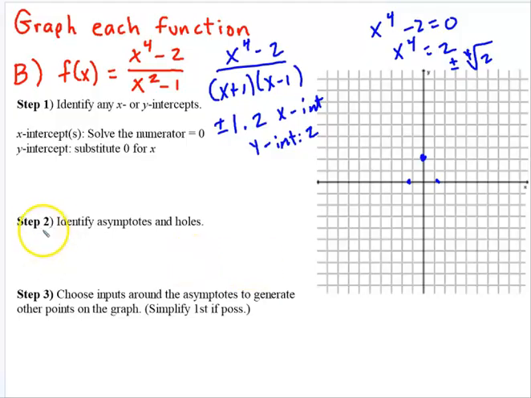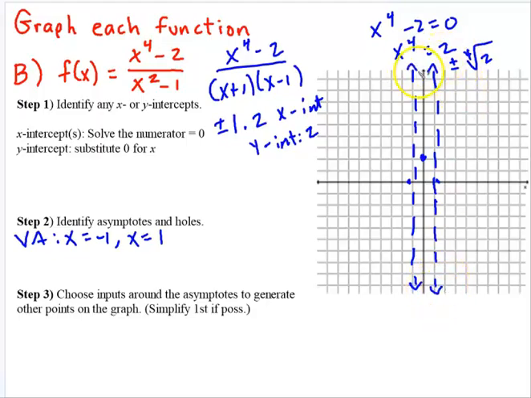Okay, now let's go to points and lines of discontinuity. So let's start with vertical asymptotes. I'm going to have 2. I'm going to have one at x equals negative 1 and x equals positive 1. Intercepts are just to the left and to the right of those two dotted lines.